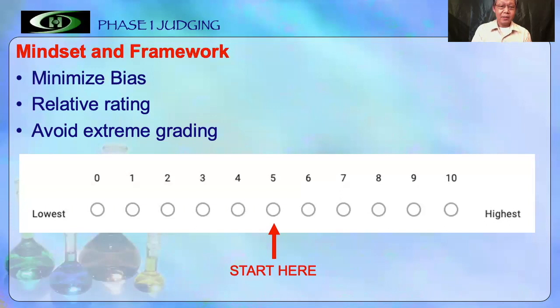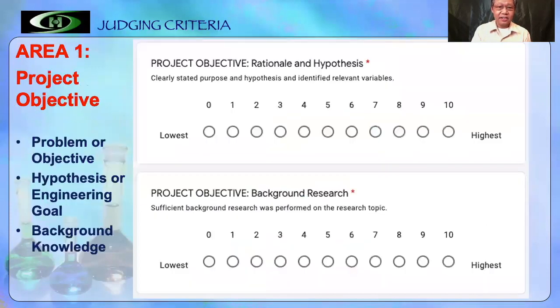So with that said, what are the 5 areas that you would be rating the students on? The first area would be project objective. Under project objectives, these are the 2 subcategories that you're going to be rating them on: rationale and hypothesis, and background research. The whole idea here is, did the student present their problem well? Did they define it well? Or if it's an engineering project, did they define their engineering goal well? Was there a hypothesis for a science project?